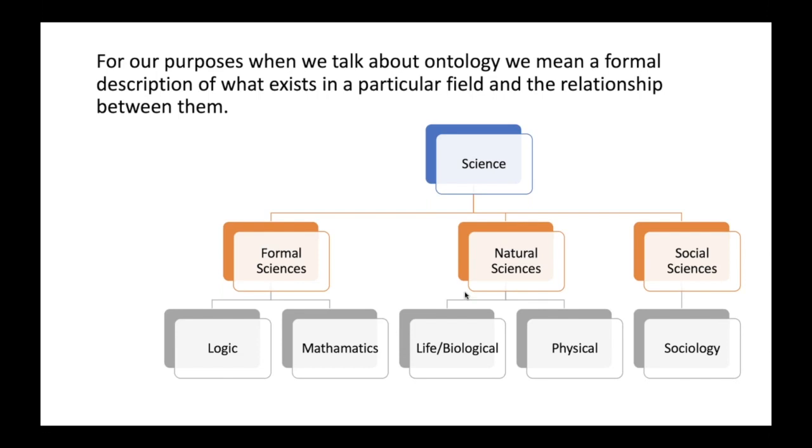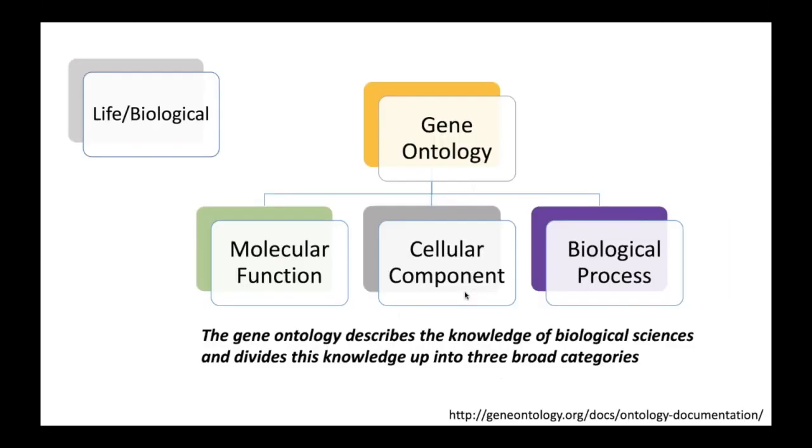And so when it comes to gene ontology, it was developed in the field of the life and biological sciences. Gene ontology was developed really to describe the knowledge available in the biological sciences, and also the relationships between all this knowledge. The way the Gene Ontology Consortium did this is by dividing this knowledge into three broad categories: molecular function, cellular component, and biological process. Each one of these serves a particular purpose.